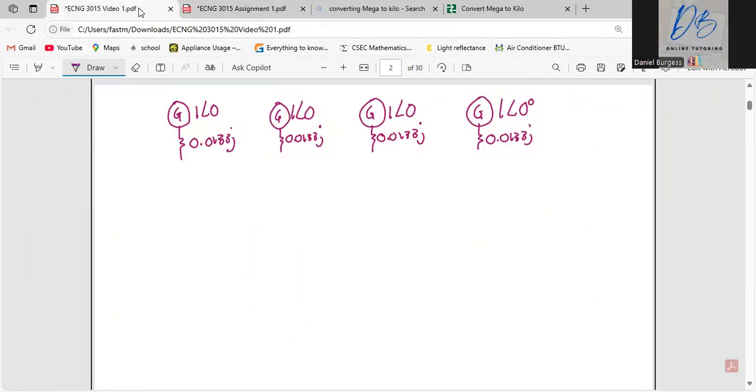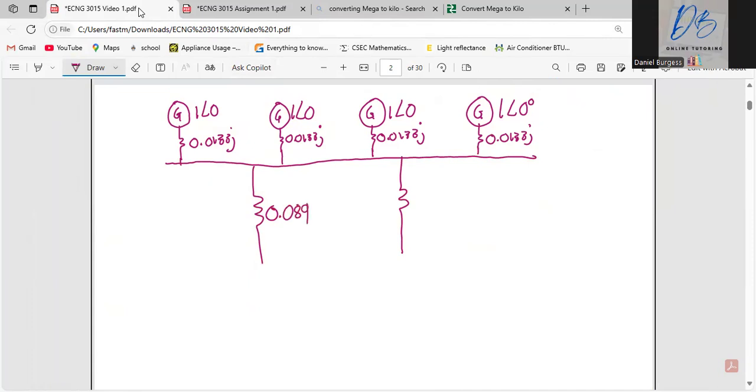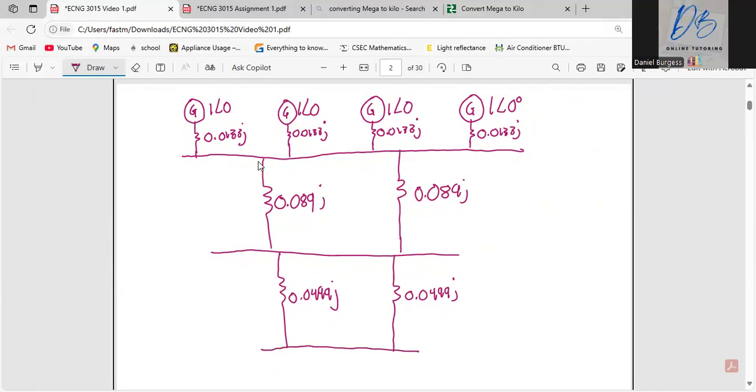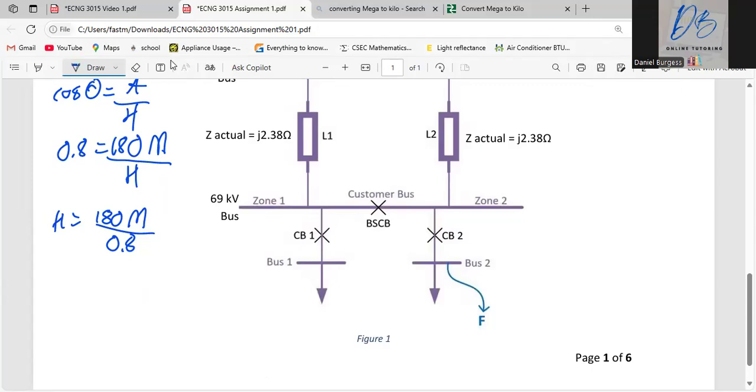Right, and then that goes down to our bus. And then it has 2 transformers, and the per unit impedance of the transformer is 0.089, 0.089, and that goes down to our bus. And it had the 2 transmission lines, both of them were 0.0499 J. Then those 2 went down to a bus. Then what happened after that? Oh, it just split into 2 loads.